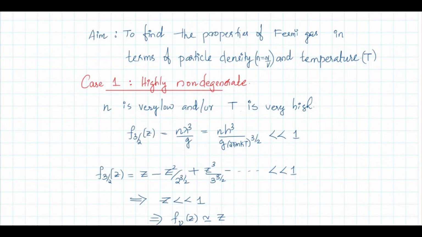Then f3 by 2 z, we already have this equation n lambda cube by g. It is nh cube by g into 2 pi m kT raised to 3 by 2. For very low n and very high t, this will be very much less than 1. f3 by 2 z is, by definition, z minus z square by 2 raised to 3 by 2 plus etc. This is very much less than 1, which happens only when z is very much less than 1. For this infinite sum to be very much less than 1, z itself should be very much less than 1. And if z is very much less than 1, I can neglect all the higher order terms, and I can write f3 by 2 of z is approximately z. And this is true for f5 by 2 z, f1 by 2 z, for all nu values. So in general I can say f nu of z is approximately z for the highly non-degenerate case.